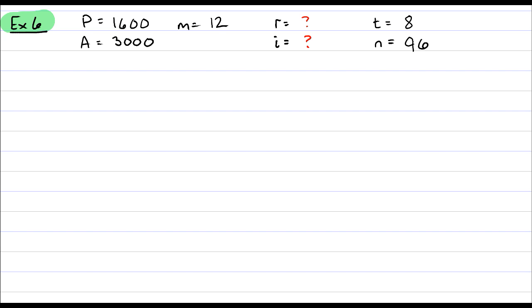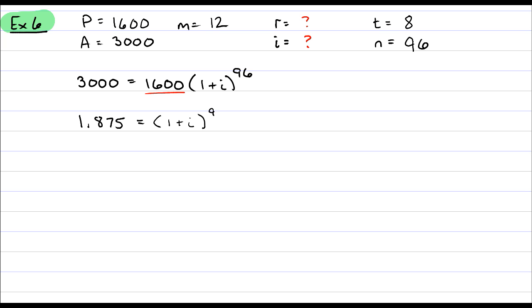So now we plug everything into the formula for compound interest. A is equal to 1,600 times 1 plus I raised to the 96th power. So to start, I'm going to divide both sides of this equation by 1,600. That leaves me with 1.875 equals 1 plus I raised to 96.